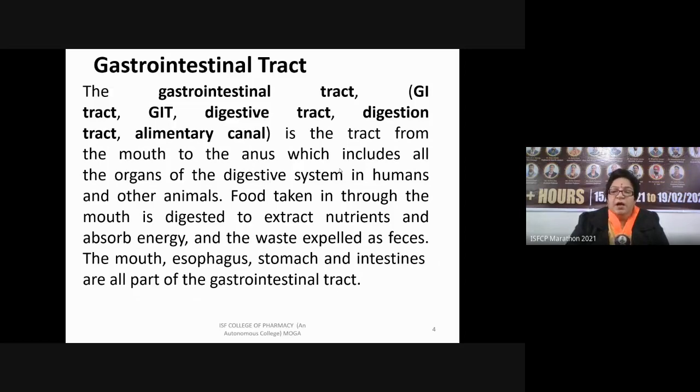Food taken in through the mouth is digested to extract nutrients, because why do we take food? We have to get nourishment. But nourishment in the form of what? In the form of nutrients which are required by our body to carry out various functions. As you know, the smallest unit of the body is the cell, and cells form tissues, then organs, then organ systems.